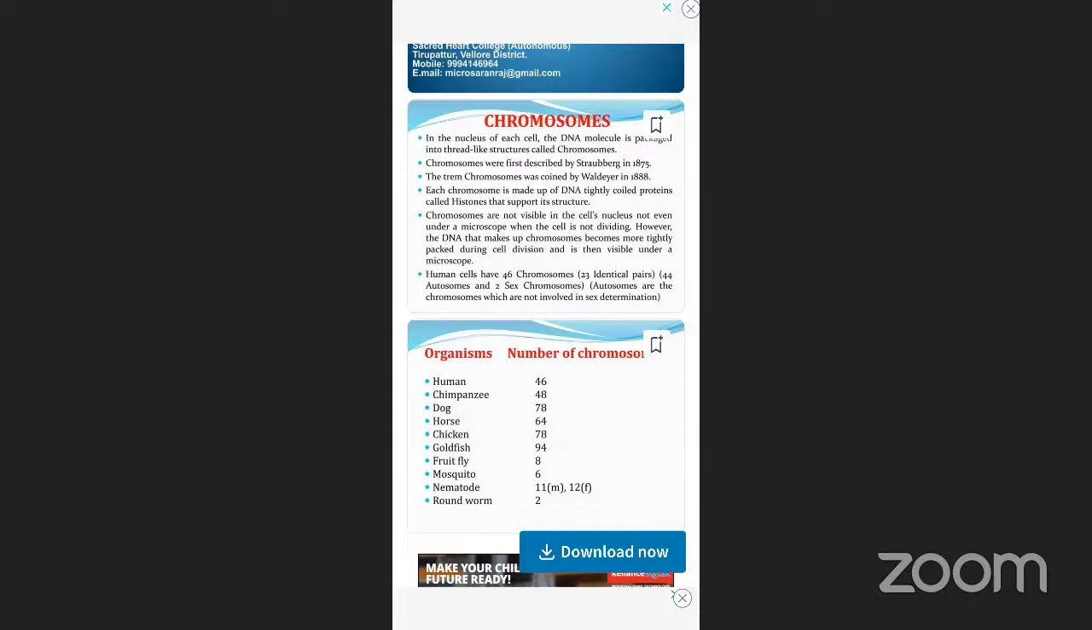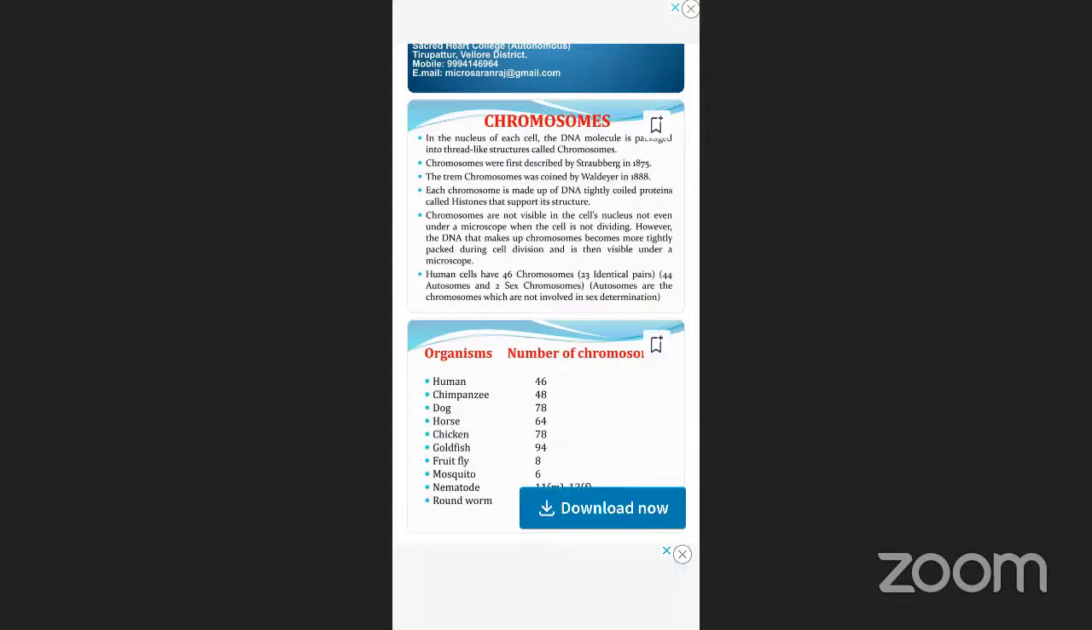Human cells have 46 chromosomes, 23 pairs: 22 pairs of autosomes and one pair of sex chromosomes. Autosomes are the chromosomes which are not involved in sex determination. Allosomes are involved in sex determination. Autosomes cannot participate in sex determination. Only allosomes participate in sex determination.